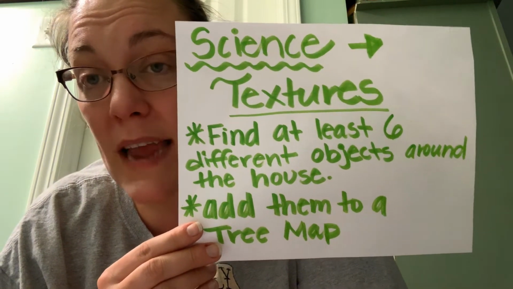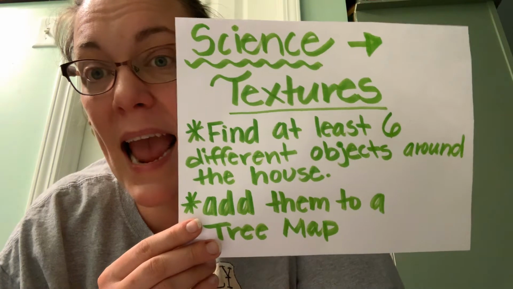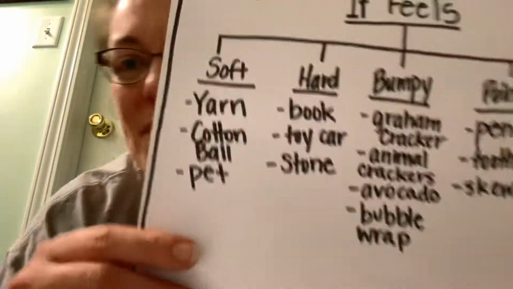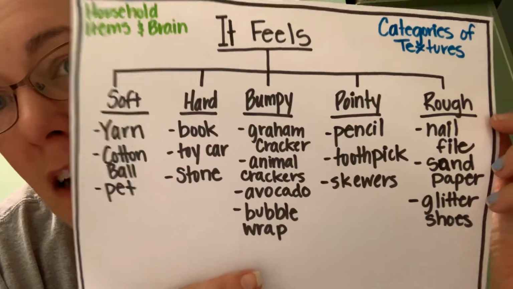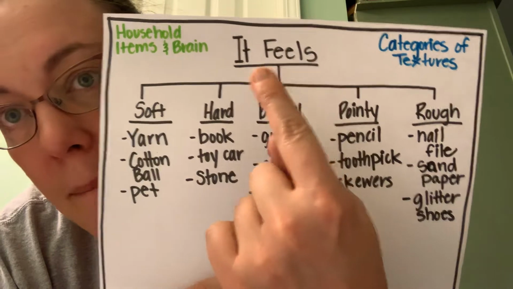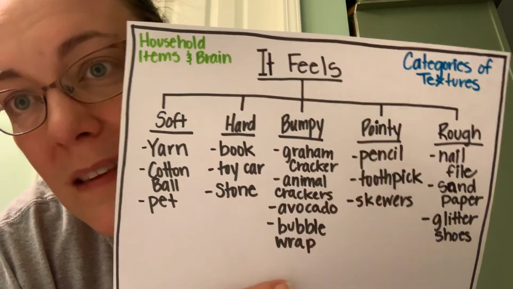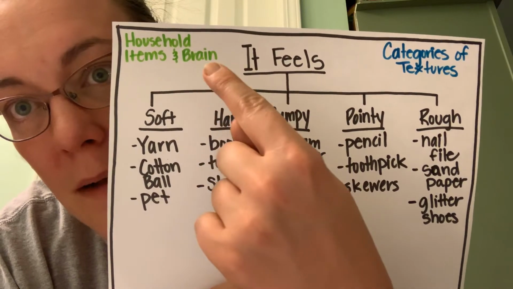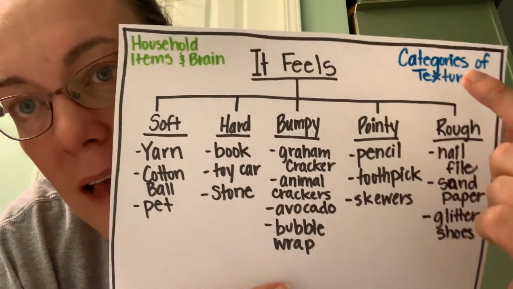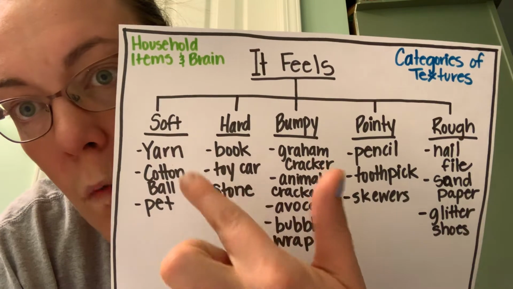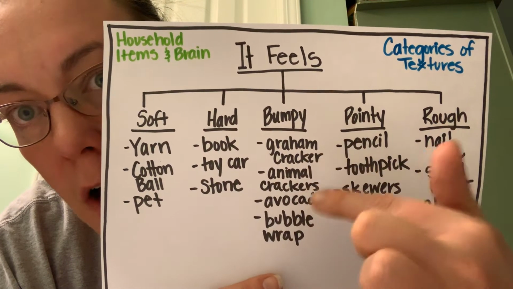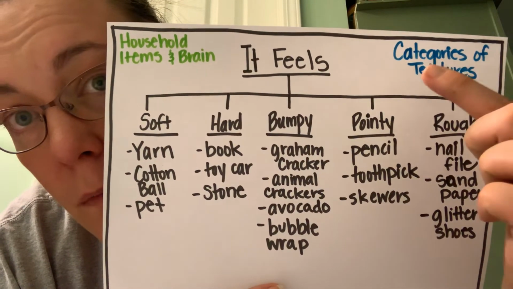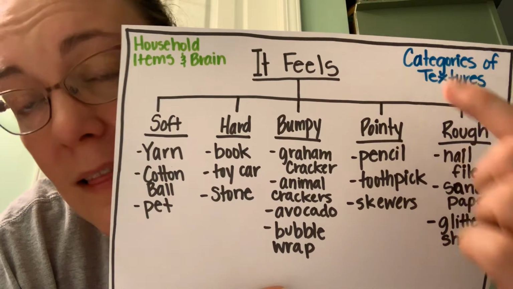I'd like to see you take those objects that you find and add them to a tree map. Let me show you mine, and then I'll show you some objects that I found. So, a tree map is where we have the topic, which is our textures, it feels. These are going to be household items, and we're going to use our brain along with the household items to figure out where our objects belong.